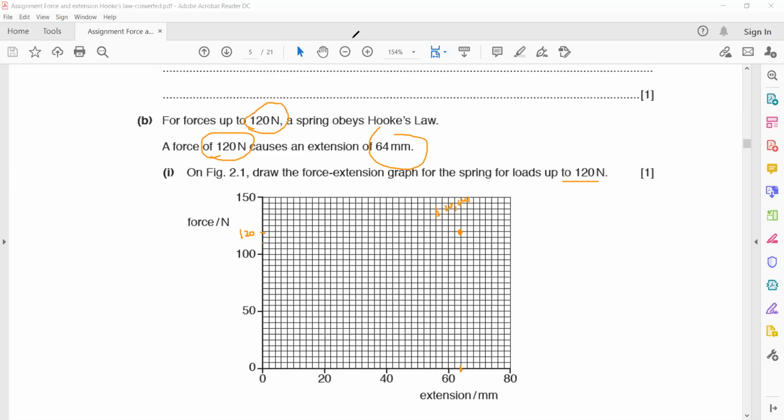And if it's obeying Hooke's law, then it should be a straight line starting from the origin. Is it clear? Because when a spring obeys Hooke's law, it should be a straight line which passes through the origin. The last point where it continues to obey Hooke's law, we call that the limit of proportionality or proportionality limit.